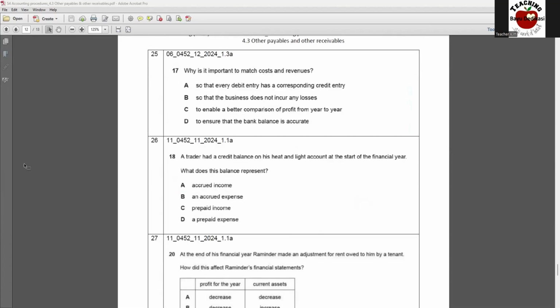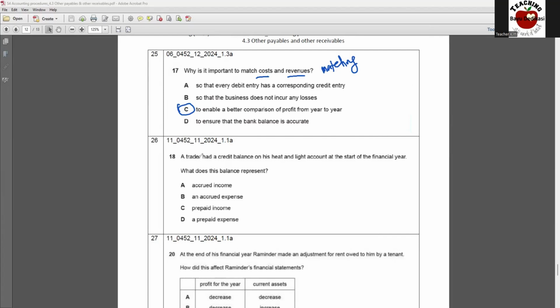Okay, question 25. Why is it important to match the cost and the revenue? So this is under the matching principle. Cost incurred is matched to the revenue earned for the same period, so that we can calculate the accurate profit for the year. After that, the business can do the comparison. So the accurate one or the best answer is C.